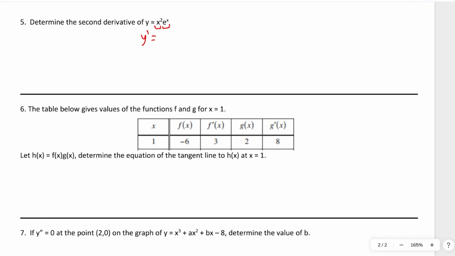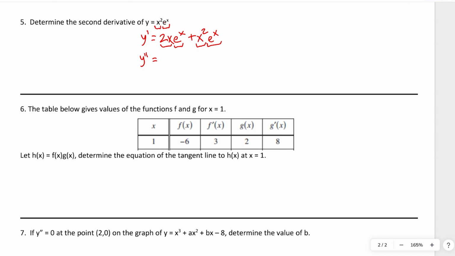So the derivative of x squared is going to be 2x times e to the x plus x squared times e to the x. And then we need to go ahead and differentiate that again. So we're going to have to use product rule here and product rule again. So we got a double product rule here. Maybe some terms will be able to be combined at the end, but we don't have to combine the like terms.